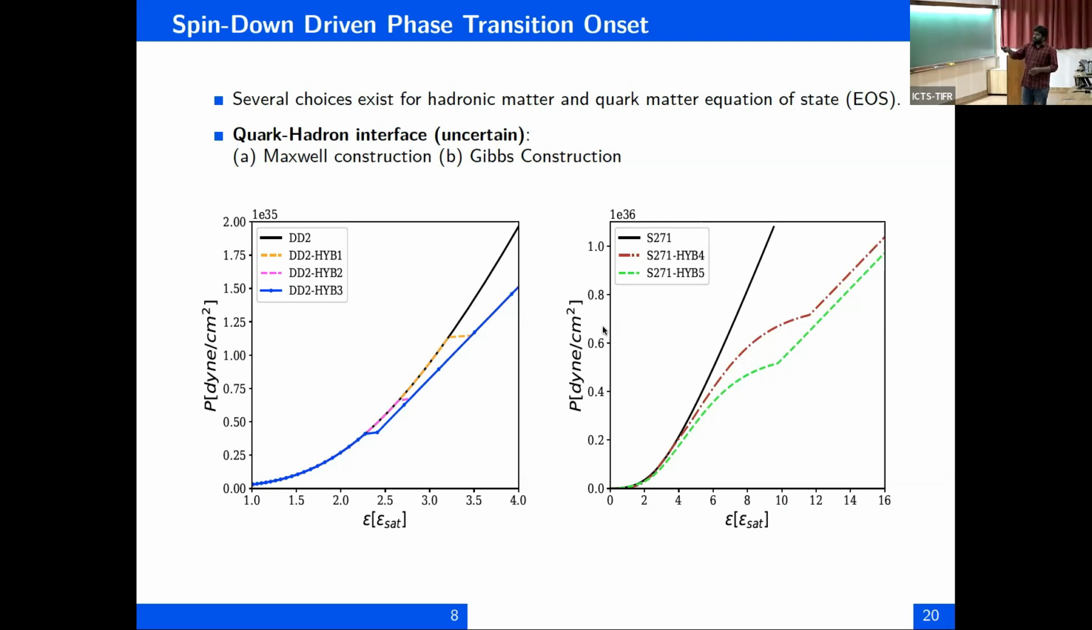So I have considered two types of equations of state, one with the Maxwell construction and another with the Gibbs construction. The Maxwell construction equation of state has a density discontinuity. The Gibbs construction doesn't have any discontinuity, but there exists a mixed phase between the hadronic matter and the quark matter. And these different equations of state show transitions from nuclear matter to quark matter. In this equation of state, there's a transition here. And in this equation, there's a transition at a very high value.